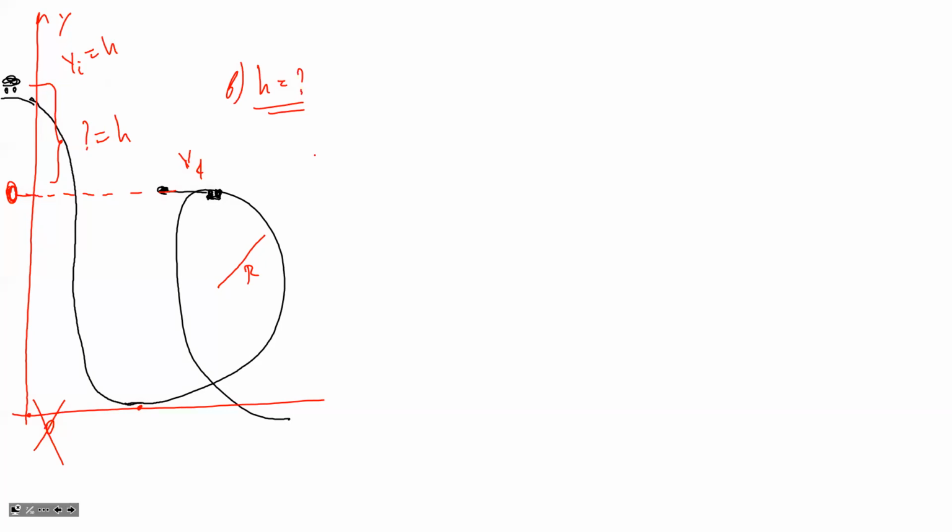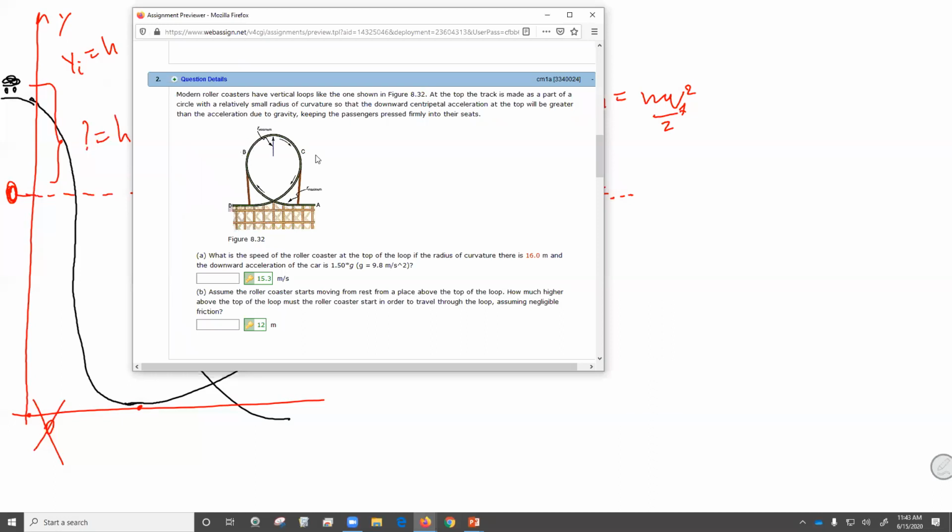And your equation given by the law of conservation of mechanical energy is just mgh equals mv squared over 2, final. This gives you the answer immediately, so don't overthink it. It says, assume the roller coaster starts from rest. Rest is important, so no kinetic energy. And this is how much higher above the top of the loop in order to travel through.